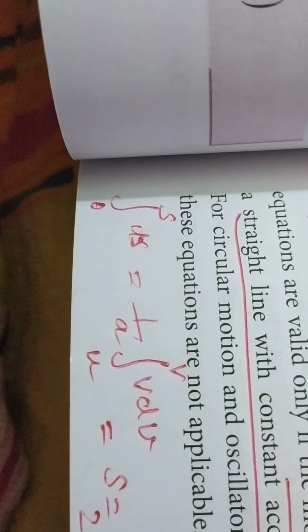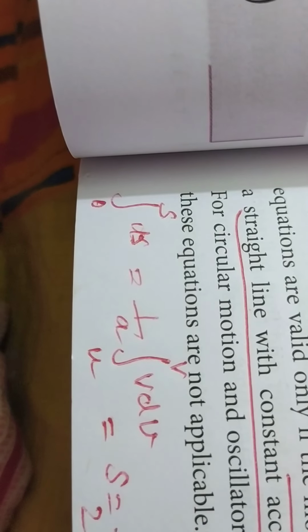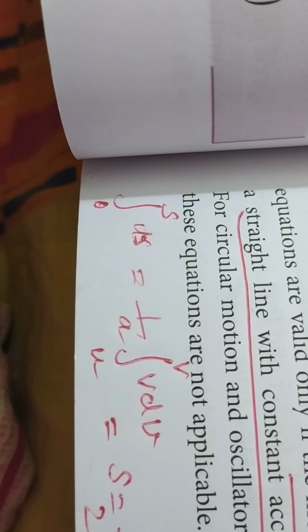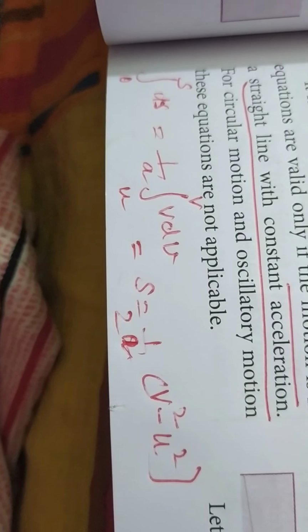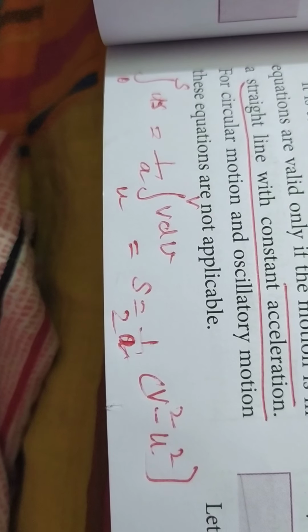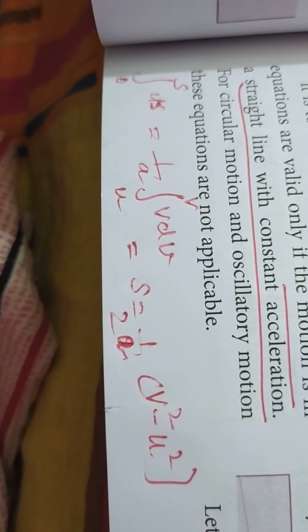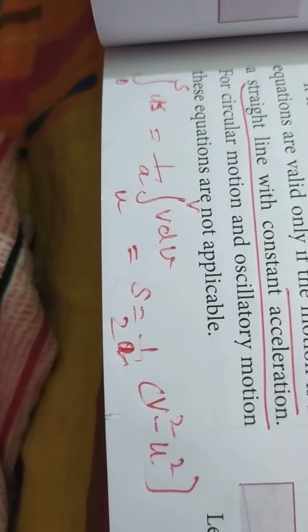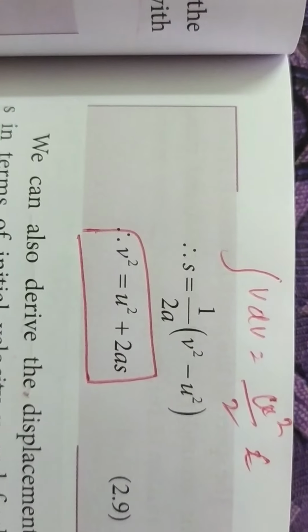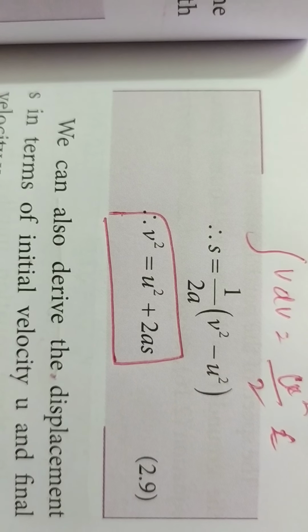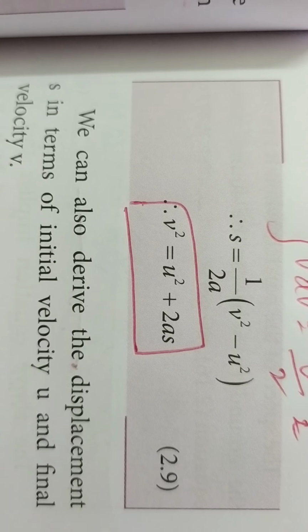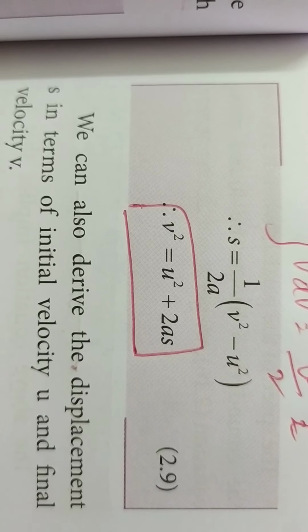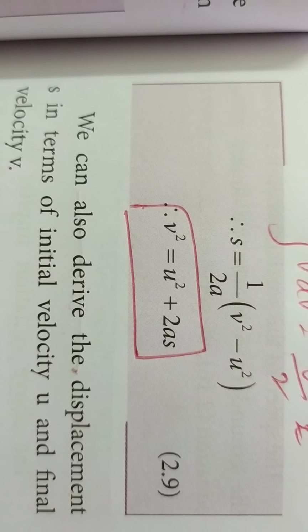Now you integrate both the sides. Integral 0 to s ds is equal to 1 by a integral u to v v dv. When you integrate ds, you will get s. So s is equal to 1 by a, and when you integrate v dv, you will get v square minus u square, divided by 2. So the equation becomes s is equal to 1 by 2a into v square minus u square, or v square is equal to u square plus 2as. You can replay this video and write these equations in your book so that you can study, and this is the easy method to find integration.